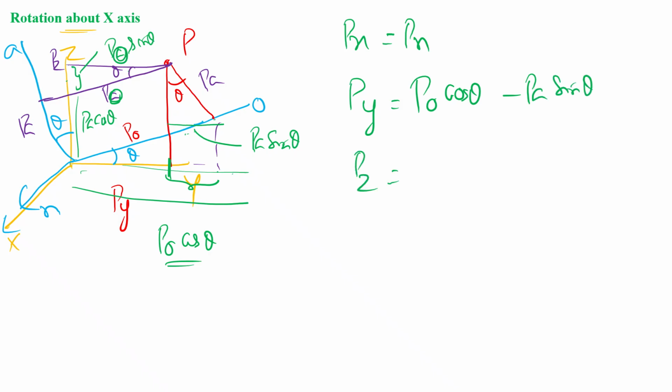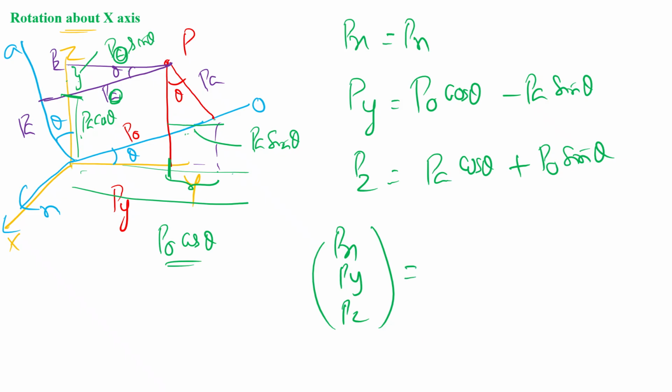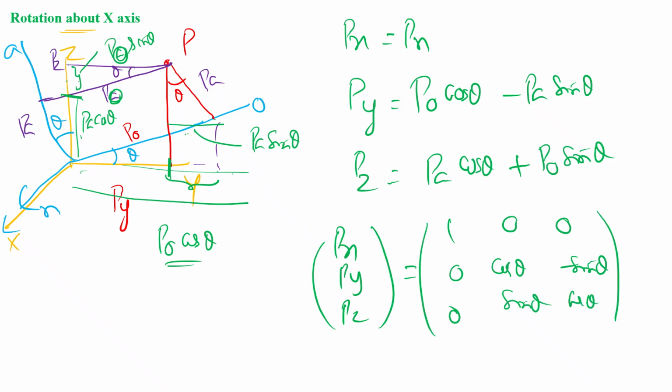Then what is Pz? Pz is the entire thing, so I have to add this part and this part. That is Pa cos theta plus Po sin theta. That's all. Now we are going to put it as a matrix. Px, Py, Pz is equivalent to the matrix with rows 1 0 0, then 0 cos theta minus sin theta, and 0 sin theta cos theta, multiplied by Pn, Po, Pa.